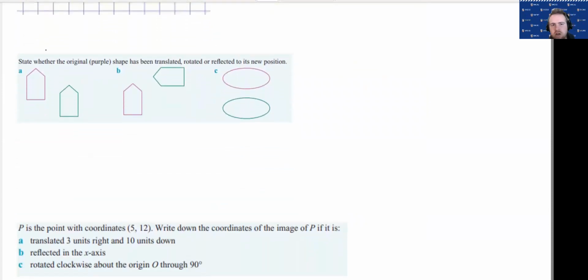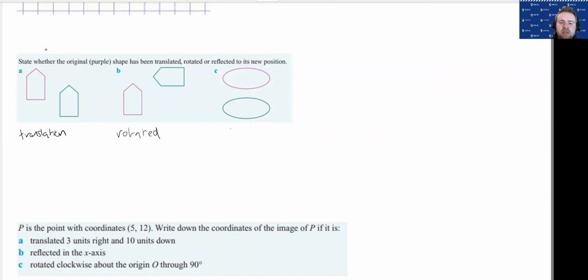Okay, so now we're just going to label these transformations. So A is definitely a translation. Okay, so remember, transformation is the umbrella term. Translation is when we slide an object. Now, B looks like it's being rotated. And then C looks like it's being reflected.